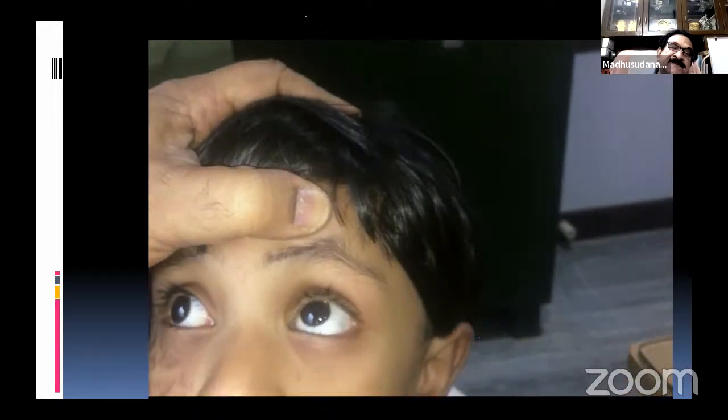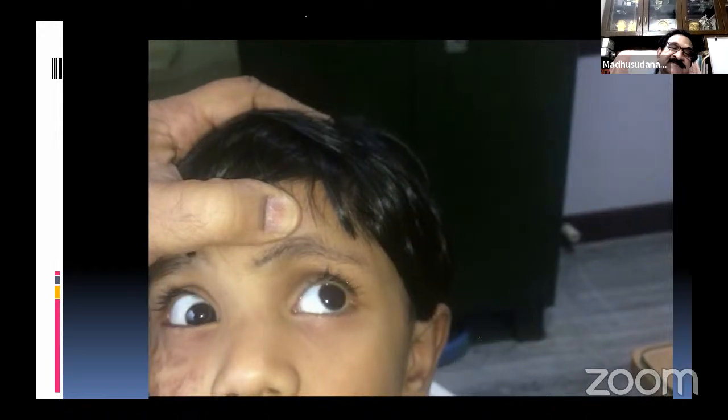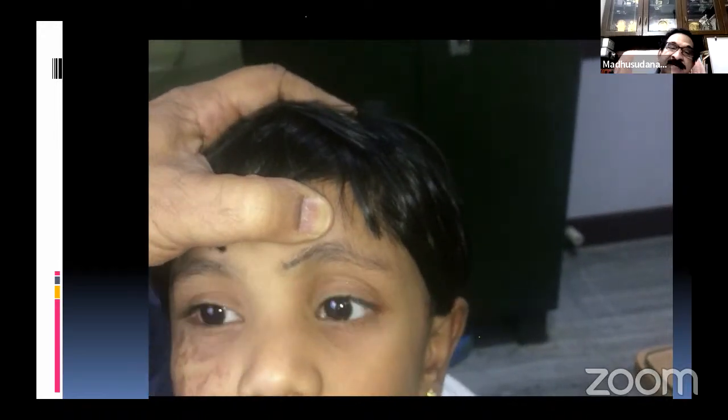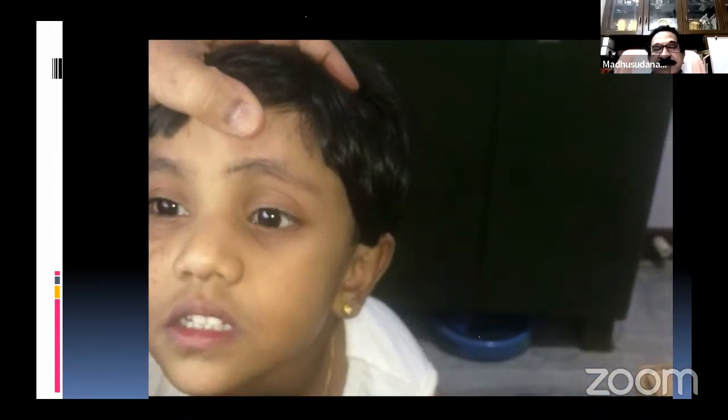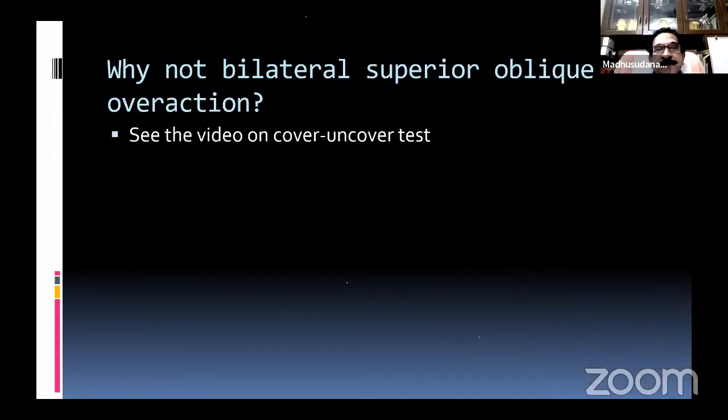Abducted person, you can look up. Adducted person, the patient is not at all looking up. That means either the inferior oblique is not acting or it is prevented from acting. Now, why not the superior oblique in this particular patient? Now, the other question is, why not superior oblique overaction, which I mentioned?